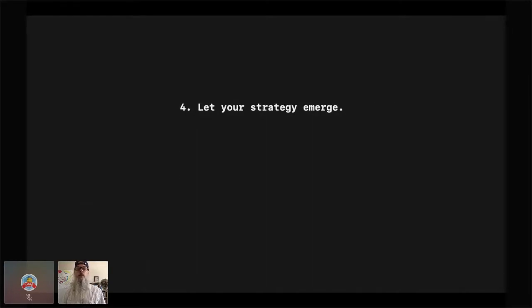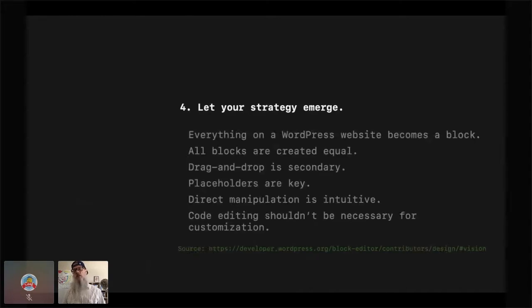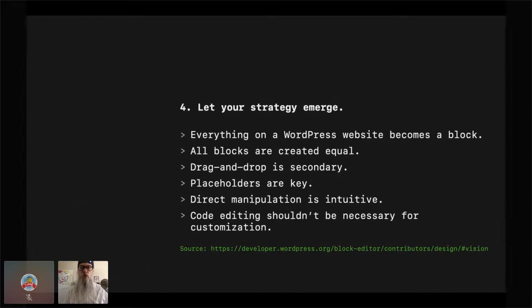And number 4, letting our strategy emerge. We saw this take shape in the basic principles of Gutenberg. And to go through them fairly quickly, these were the guiding principles for a lot of the design decisions made, and going forward still are. Everything on a WordPress website becomes a block. That is not an insignificant principle if we think about it. If we're targeting the need to combine or unify interfaces, if everything becomes a block, how simple that is for users once they understand that paradigm to continue through that.